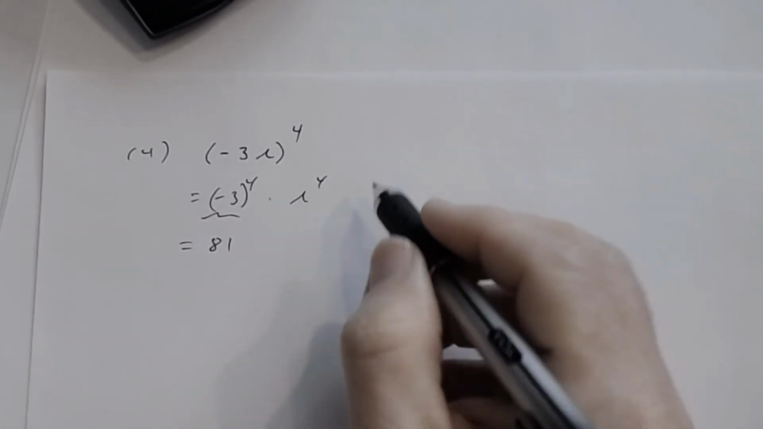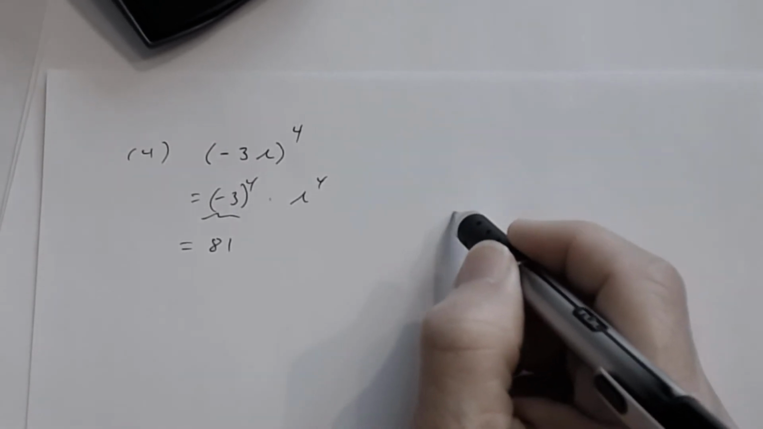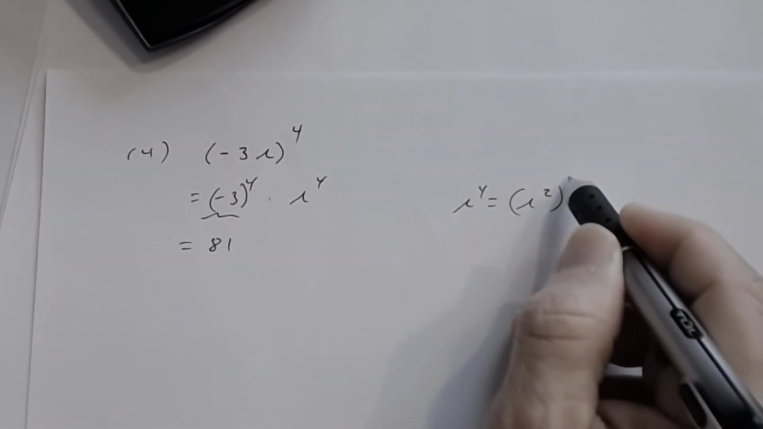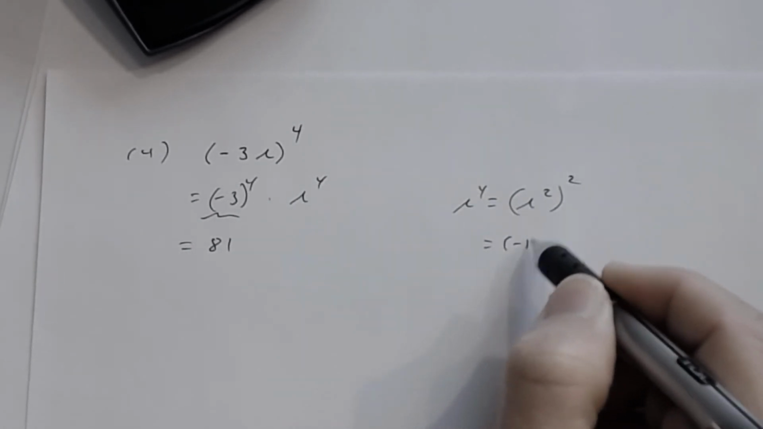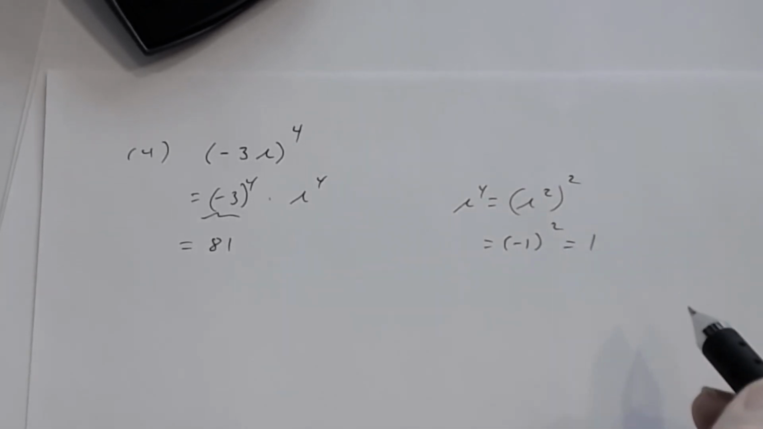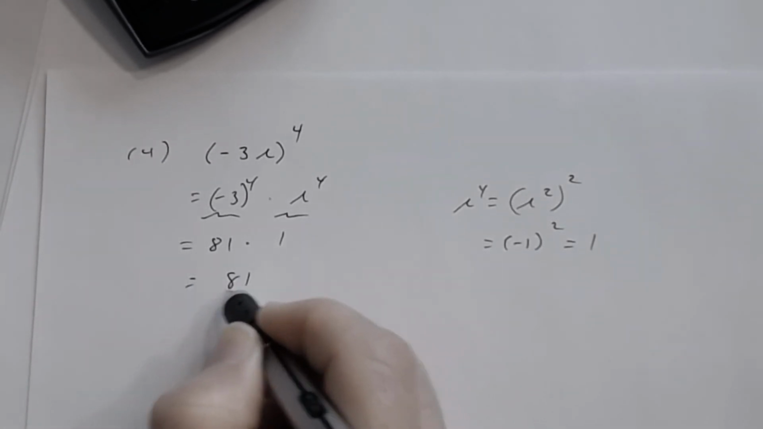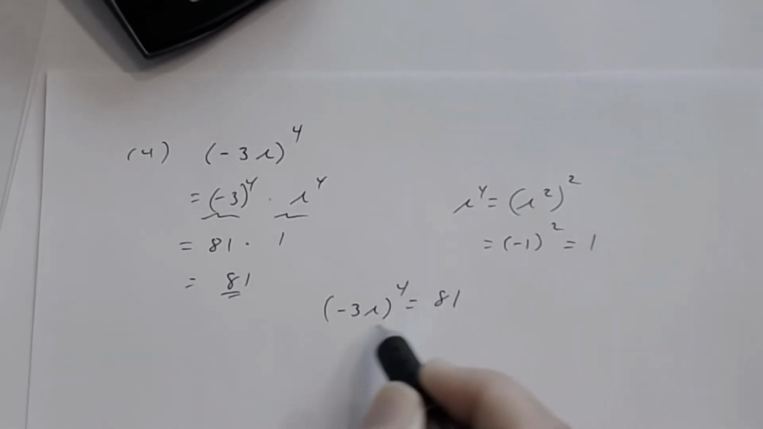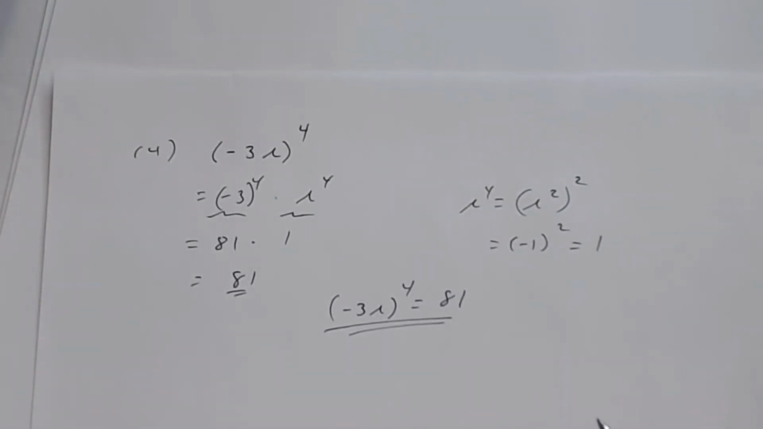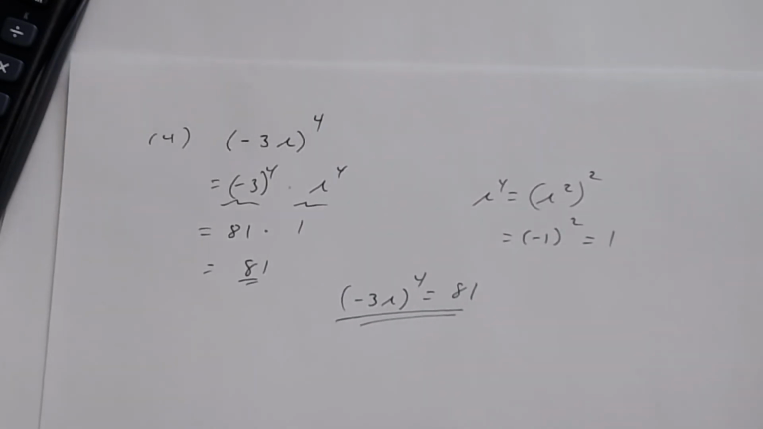Now let's go about i to the fourth. Well, remember, i to the fourth is one of those you should remember. But if you don't, just think about it this way. i to the fourth will be i squared raised to the second power, because 2 times 2 is 4. And so i squared is negative 1, and negative 1 raised to an even power is a positive 1. And so that becomes 81 times a positive 1, which is just 81. So negative 3i to the fourth is equal to 81. Okay? All right. So I think that may be enough for you to understand simplifying powers of i.